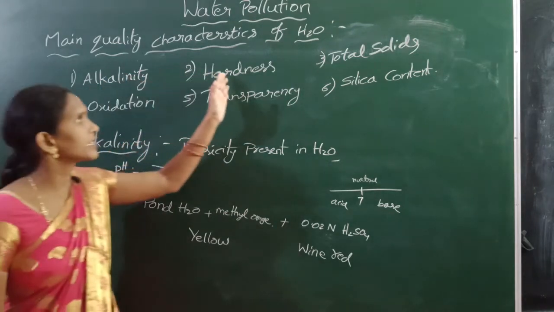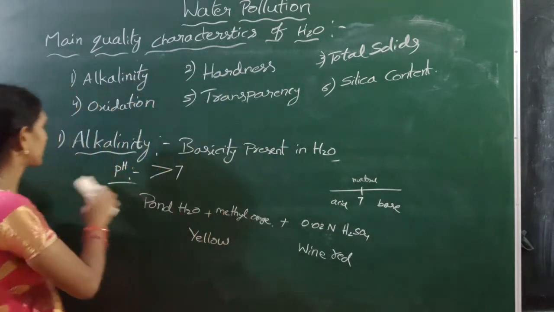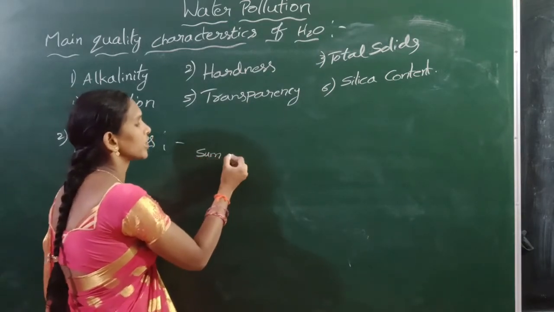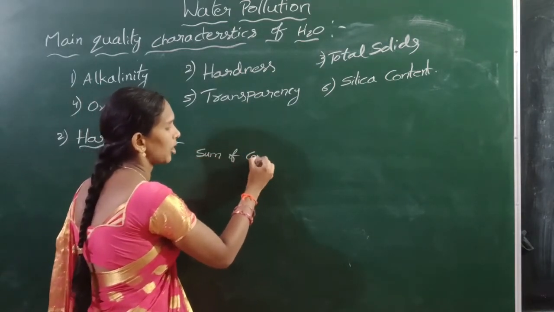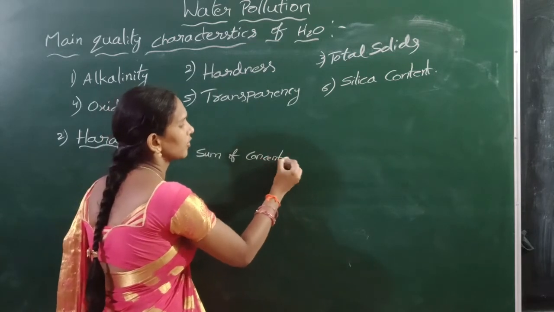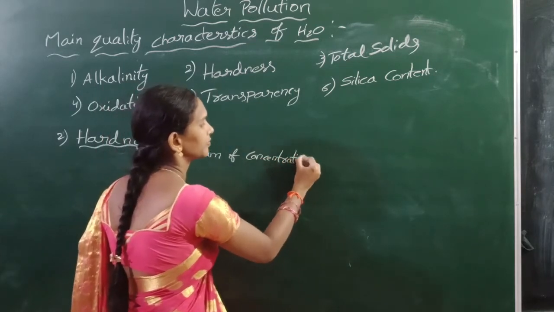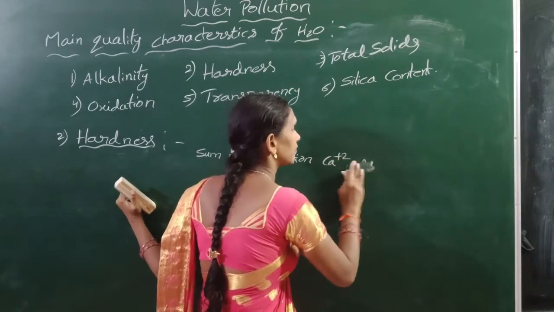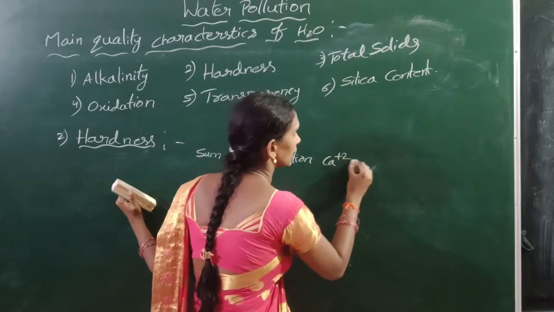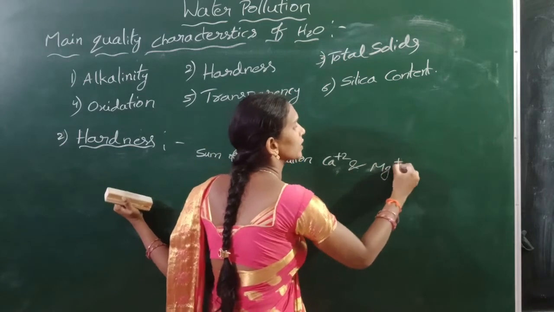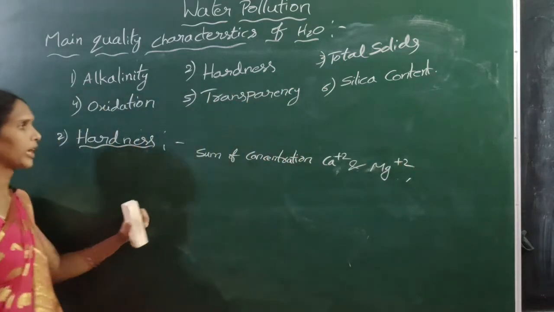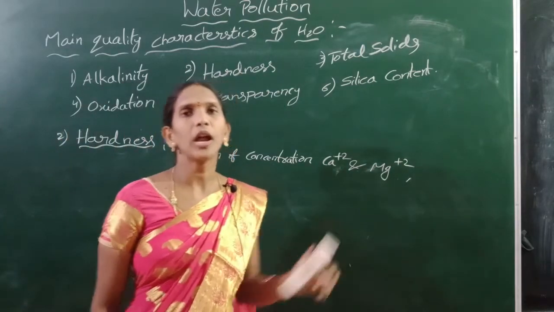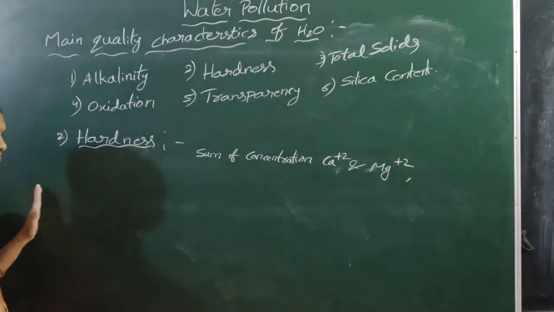The next one is hardness. Hardness means the sum of the concentration of Ca plus 2 and Mg plus 2 ions.